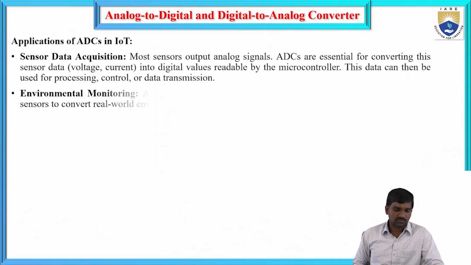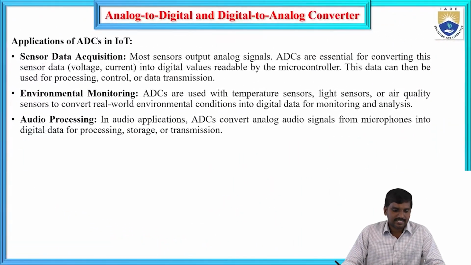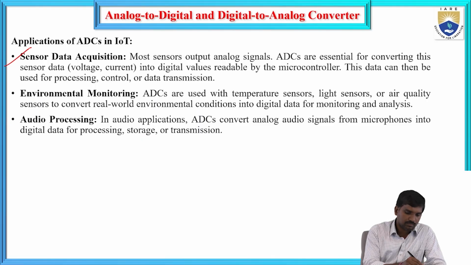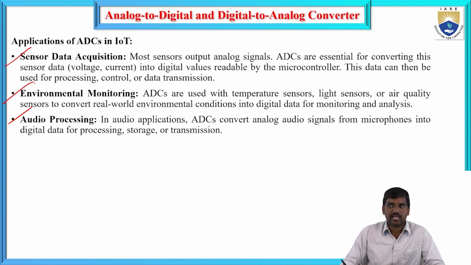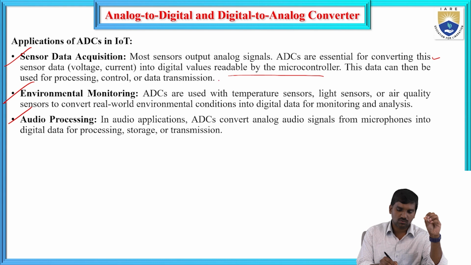Next, applications of ADC in IoT. Here we have different types of applications: sensor data acquisition, environmental monitoring, and audio processing. In sensor data acquisition, most sensors output analog signals. ADCs are essential for converting sensor data, voltage and current levels, into digital values readable by microcontrollers. The digital data can only be read by the microcontroller as ones and zeros: one is high, zero is low. This data can be used for processing, control, and data acquisition.